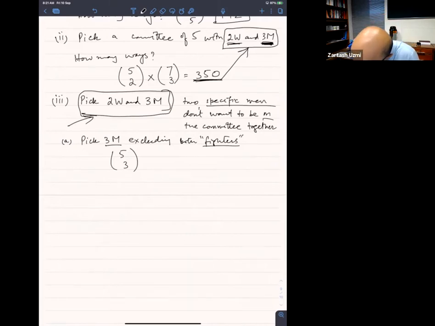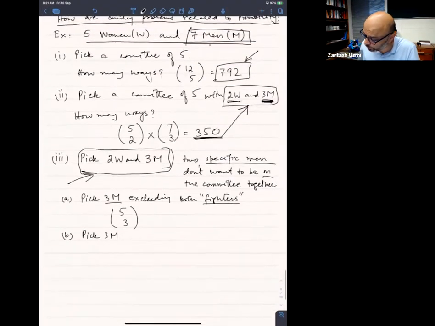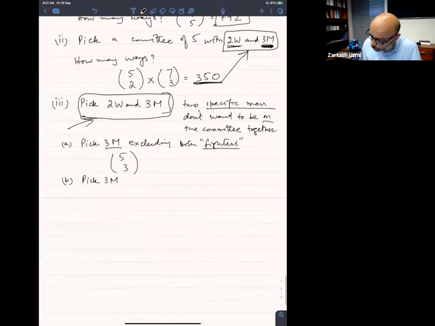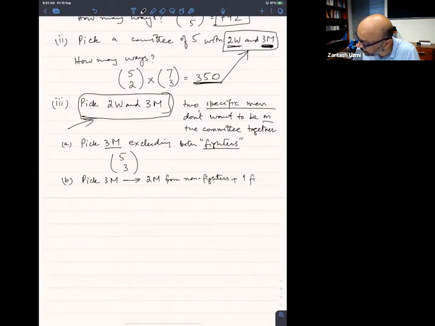Okay. So the second part is again pick 3 men. Remember, we have to pick only 3 people. Pick 2 women and 3 men. Pick 3 men such that 2 men from non-fighters plus 1 fighter. We can bring one fighter, but we cannot bring both fighters, because they refuse to serve on a committee together.